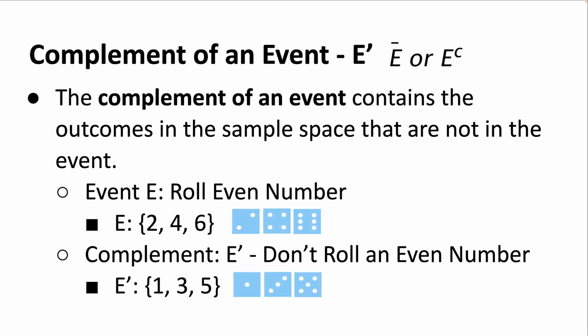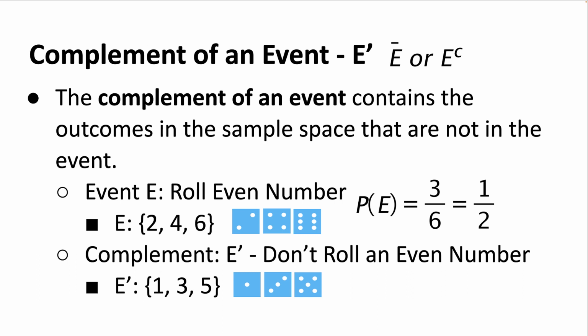So our event E is we roll an even number, 2, 4, 6. Our complement is we don't roll an even number. In other words, we roll an odd number, 1, 3, or 5. Now, if we calculate the probability of event E, there are 3 favorable outcomes, 2, 4, or 6, over 6 possible outcomes, 1 through 6. So 3/6 reduces to 1/2. So the probability that we roll an even number is 1/2. That should make sense because half of the possible outcomes are even numbers.